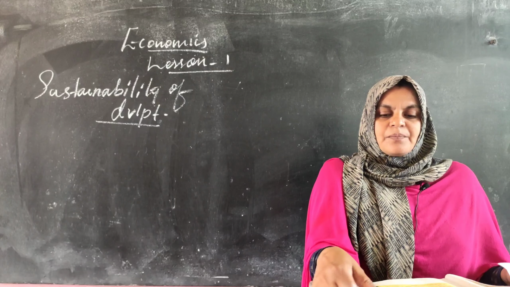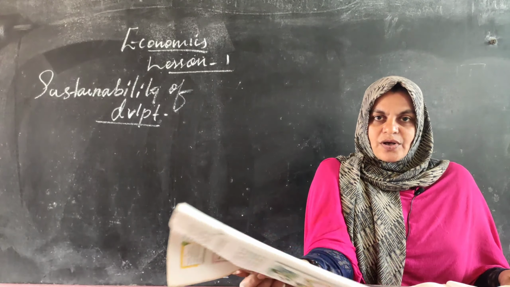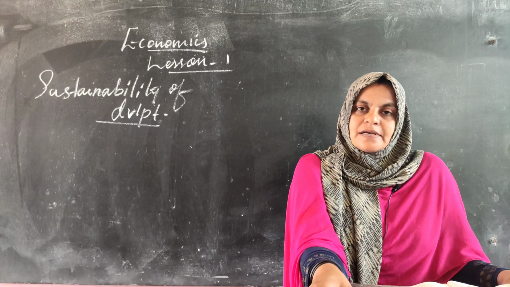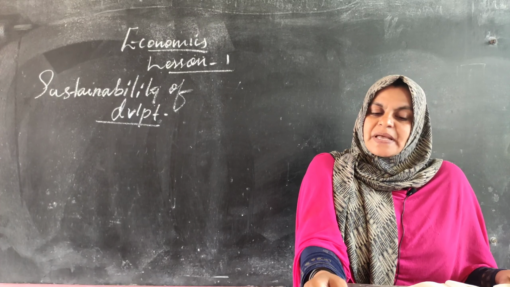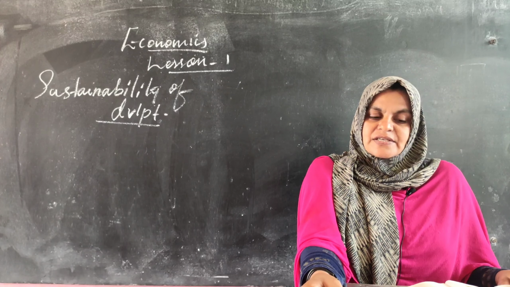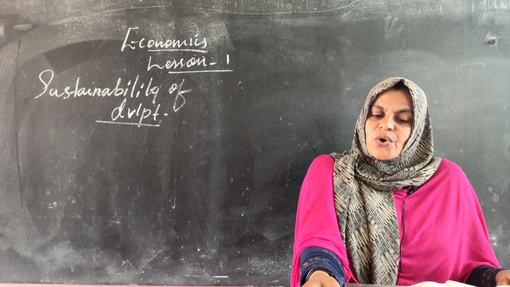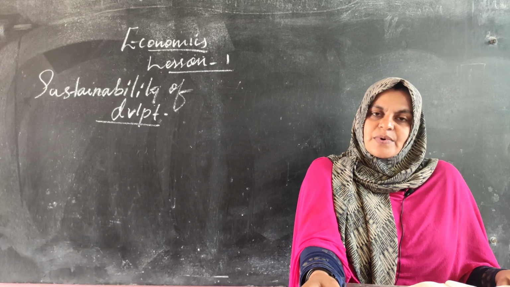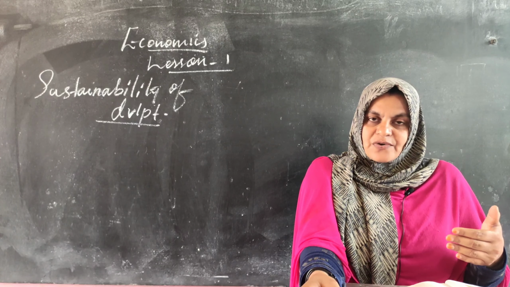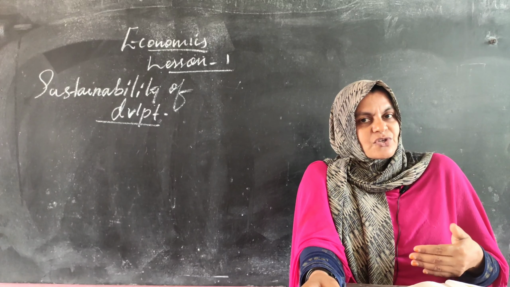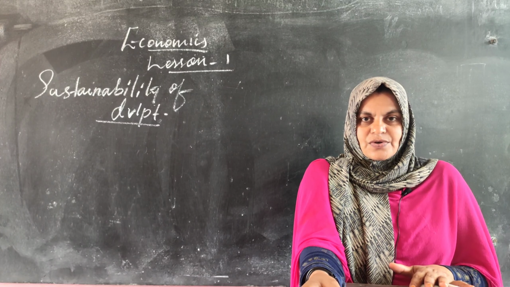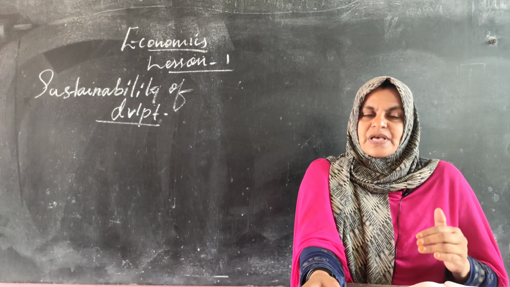Dear children, before that we have to recall what is sustainable development. Already we studied in our geography, sustainable development means balancing the need to use resources and also conserve them for future generations. We have to fulfill our present needs and also conserve these resources for the future. Without harming the resources, we have to sustain development, right.